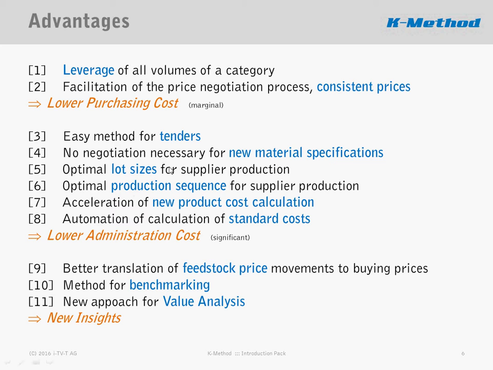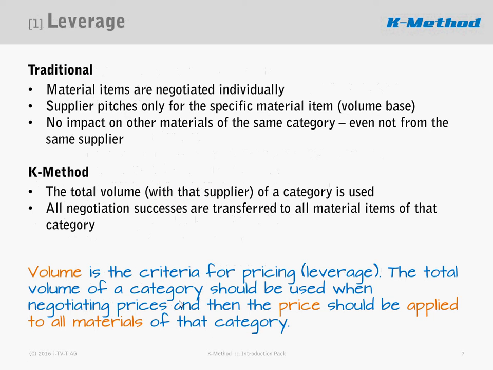You will have strength with new material specifications because they're covered by the price formula, optimizing the lot size, the production sequence with the supplier is optimal, and you will accelerate new product cost calculation and standard costing. And the third part, which is an advantage of price formula and the K method, is you will receive new insights, and this will help you especially when you do benchmarking between regions and when you do value analysis. I'm going to elaborate now on those 11 advantages, and I'm going to start with the leverage.